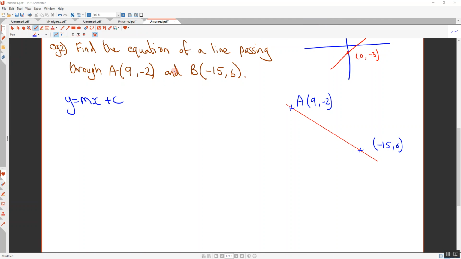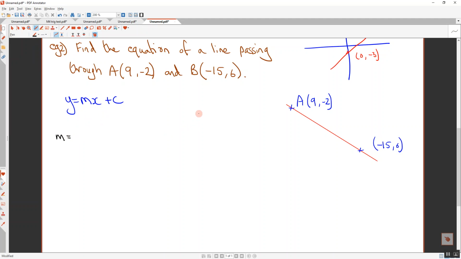All right, so we want to find the equation of this line. What I've done is a little sketch again. I've put in a straight line and my 2 points. So the first thing that we want to work out is either the gradient or the y-intercept. Which one do you recommend I work out first? Gradient. Right. How do I work out gradient?